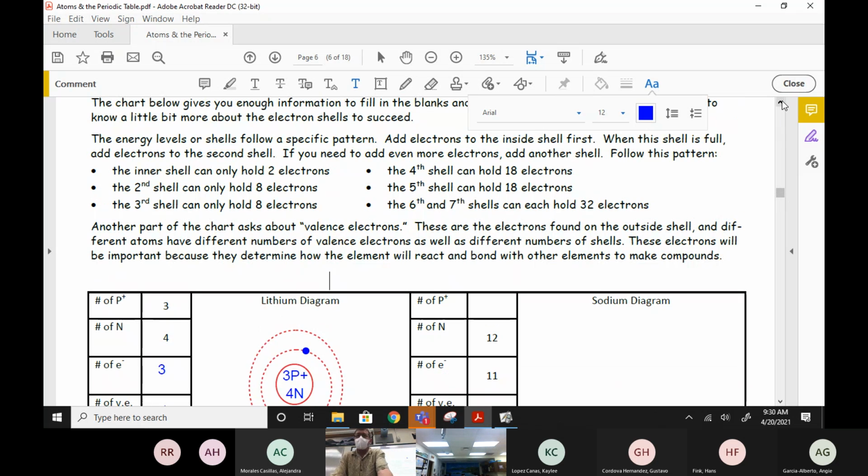The inside shell can only hold 2 electrons. The second shell only holds 8. Add those together, you get 10. But we can see that sodium has 11 electrons, so you have to add a third shell for that extra electron. On the other hand, the last two diagrams are of very small atoms, the two smallest atoms, hydrogen and helium.